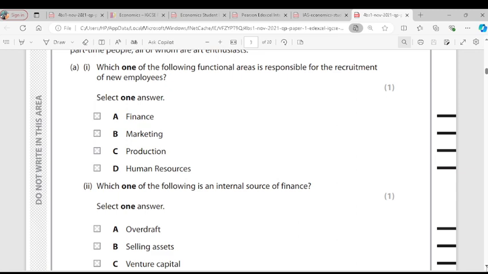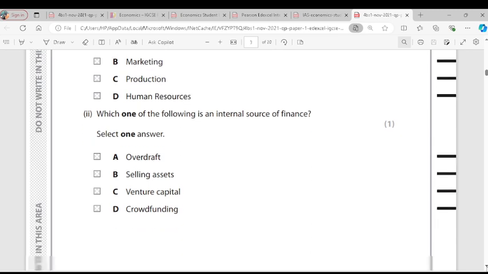Marketing is for the marketing department, which is finding a way to increase the sales of the business. So it is not B. Production is for the production department. They think about the quality of the product and how to reduce costs of production. So it is not C. For recruitment and selection, it is the human resources department. So the answer is D. Is it clear? Yes. Question 2.